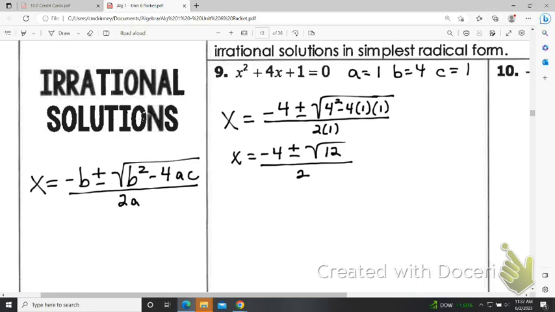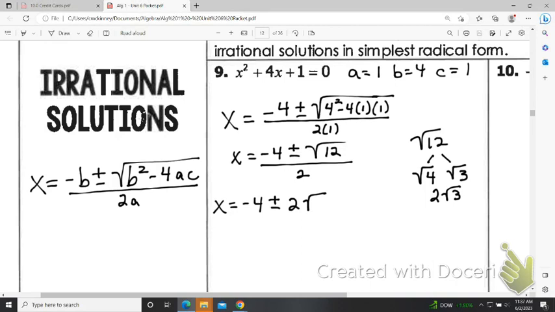But we can simplify that some. If I want to simplify that, this is where we take the square root of 12 and break it down with a perfect square. So the square root of 12 is the same as the square root of 4 times 3, and the square root of 4 is 2. So I've got 2 radical 3. So this square root of 12 is going to get rewritten as plus or minus 2 radical 3 over 2, and sometimes that's finished.